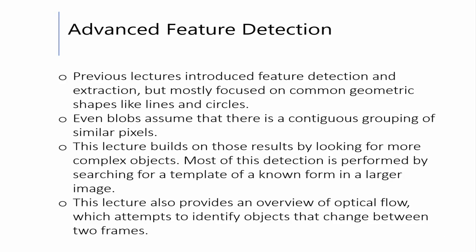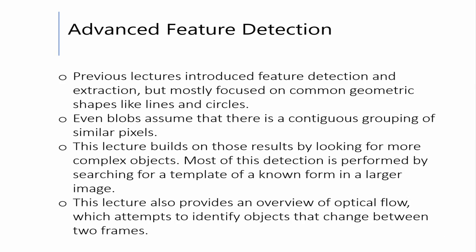Hi guys, in this lecture we're going to be talking about advanced feature detection. In previous lectures we introduced feature detection and extraction, but we mainly focused on the common geometric shapes like lines and circles. Even blobs assume that there's a contiguous grouping of similar pixels. This lecture builds on those results by looking for more complex objects. Most of the detection is performed by searching for a template of a known form in a larger image.